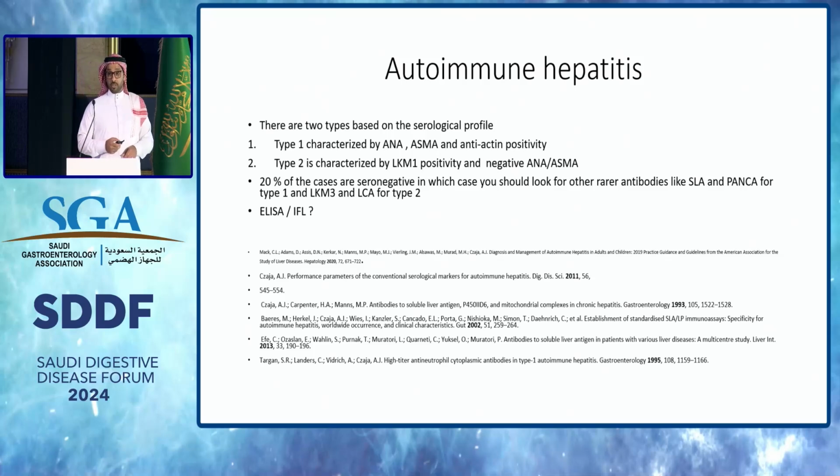We know that patients who present with severe autoimmune hepatitis or acute liver failure tend to have seronegative disease. The new thing, as we will see in the upcoming slide, is that they now allow the use of ELISA to detect some of these autoantibodies.